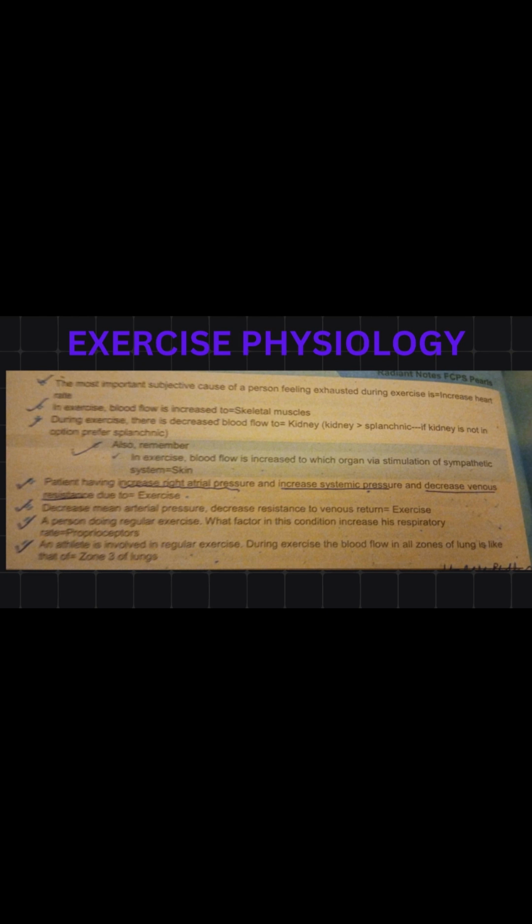A patient having increased right atrial pressure, an increase in the systemic pressure, and decrease in the venous resistance, that is basically due to exercise. Decreased mean arterial pressure, decreased resistance to venous return, that is also in exercise. And you have to remember, in exercise, blood flow is increased to which organ via stimulation of the sympathetic? In exercise, only the skin, because local metabolites are active in the skeletal muscle. It is maintained by increased contractility.